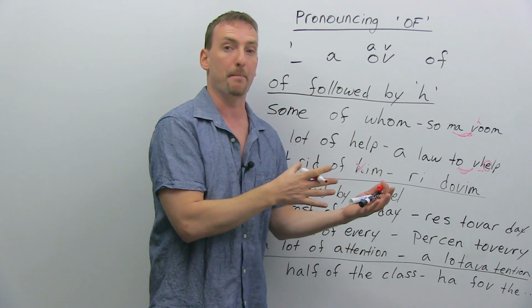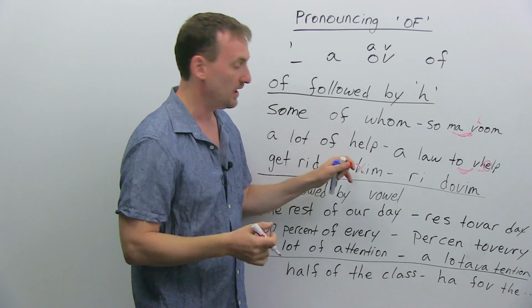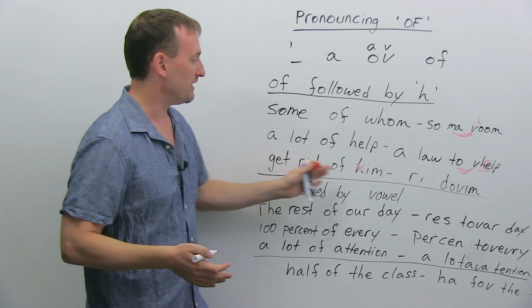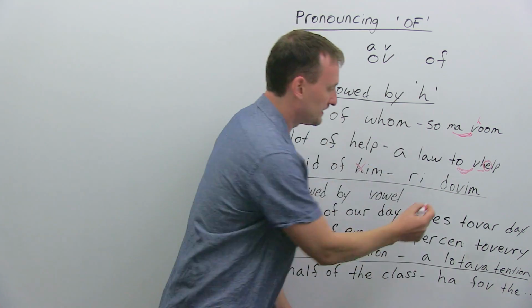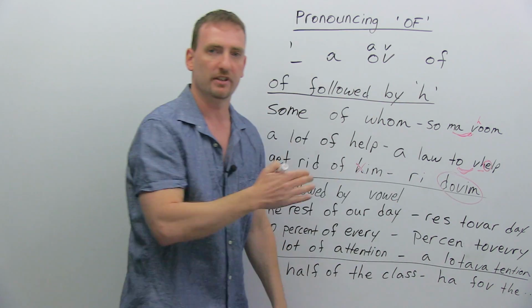The same as with them. Them, you drop the TH. With him, we drop the H. So get rid of him, rid of him. It sounds like devim. Rid of him.